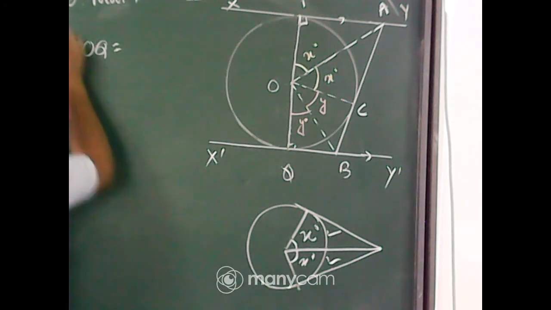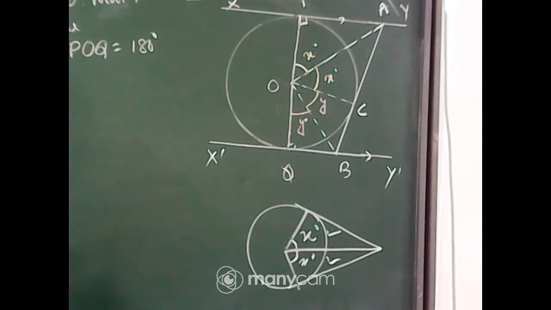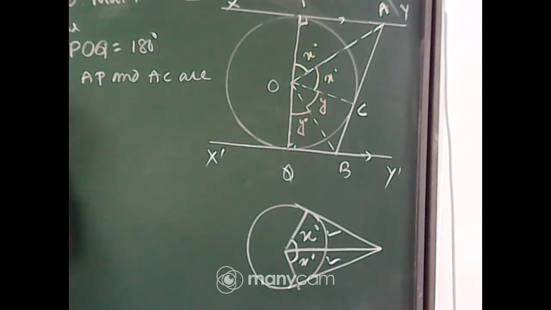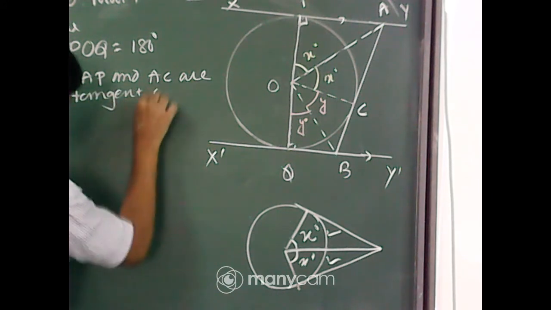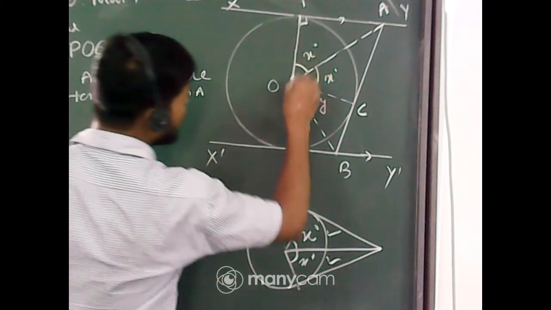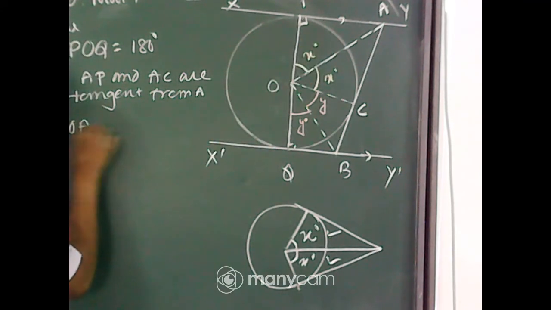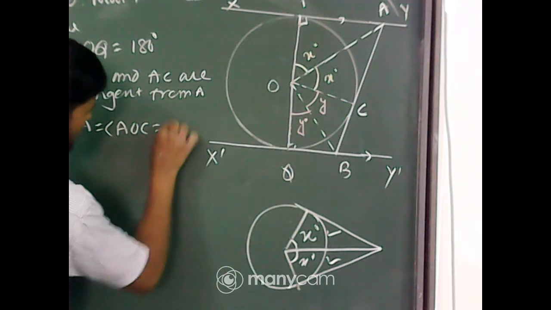Okay, so here angle POQ is equal to 180 degrees. Now look, from A, AP and AC are two tangents from the point A. Therefore angle POA will be equal to angle AOC. Let this be x degrees.